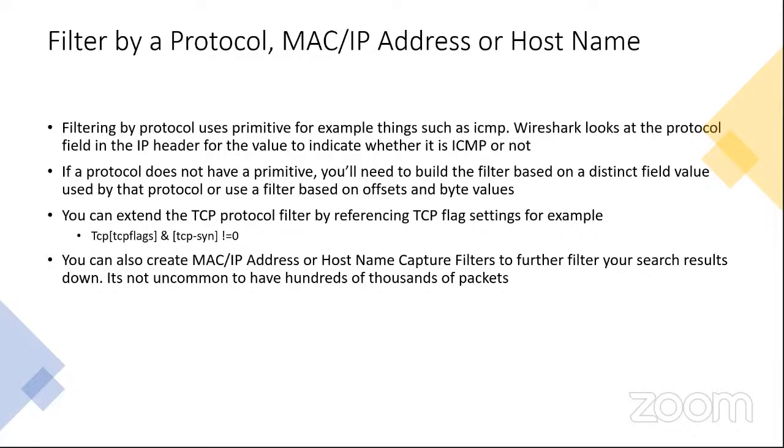If a protocol does not have a primitive, then you have to set it based on something that specifically identifies that protocol. That might be an offset or a byte. You can also filter on things you can use to identify it, such as a flag. So if we wanted to only see, for example, SYN packets that are being sent, we could set a filter for that. And again, like I said, you can also do a MAC address, IP address, or host name capture filter to further filter it down.